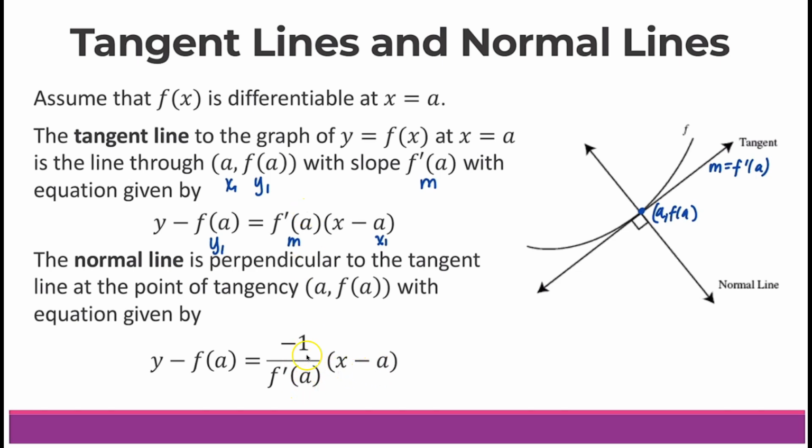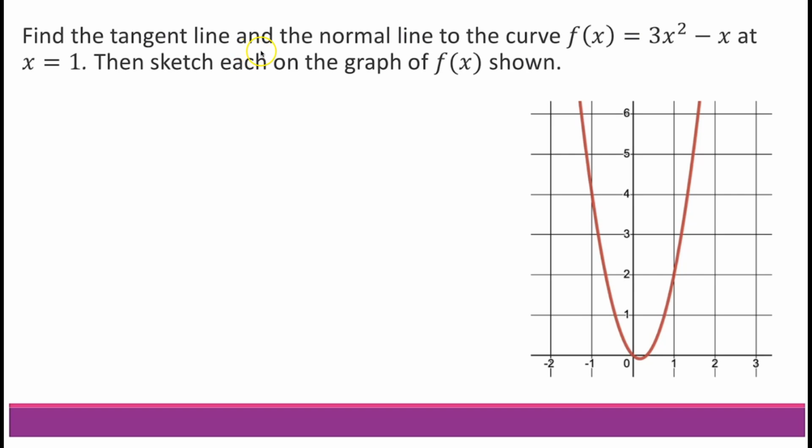So the only difference is in the slopes. If our tangent slope is f prime of a, our normal slope is the opposite reciprocal. So the reciprocal 1 over f prime of a, and then opposite sign, this was positive, so we're making it negative. Let's find the tangent line and the normal line to the curve f of x equals 3x squared minus x at x equals 1, then sketch each on the graph of f of x shown.